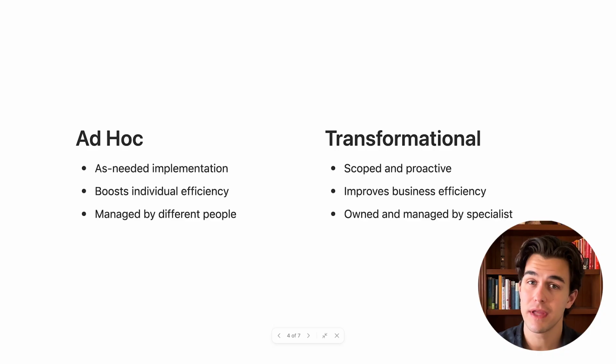Transformational automation, or even transformational AI, is used to elevate the entire organization. It is scoped ahead of time and it's proactive, not just reactive. It improves overall efficiency and it's typically managed by a specialist either on the team or off the team.